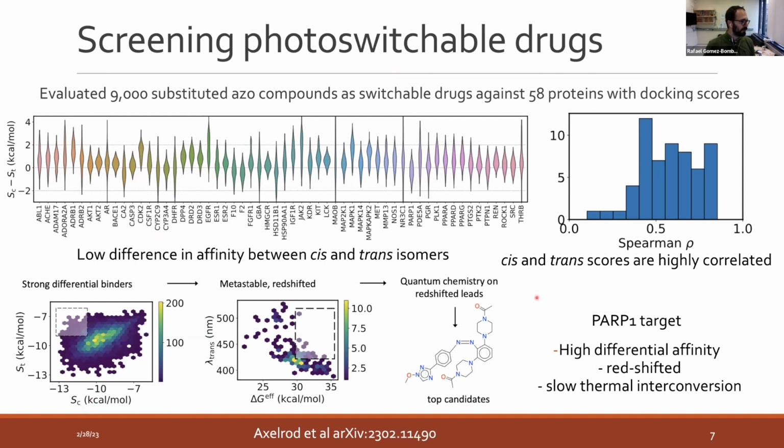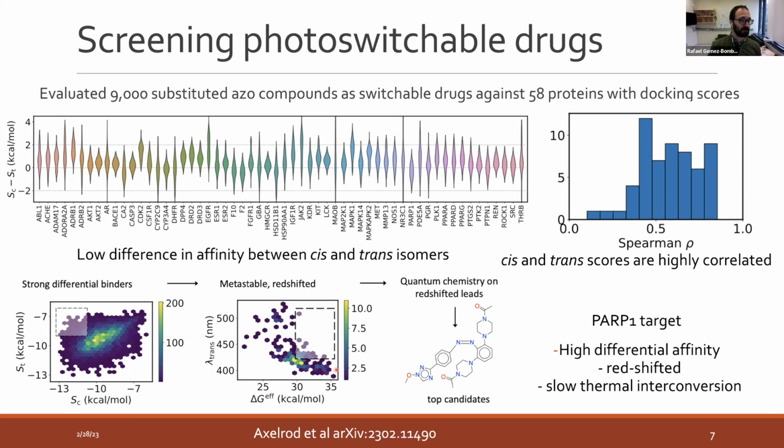We picked this protein, part one. And then we try to explore, okay, well, what are molecules that exhibit the highest degree of difference between cis and trans? And then can we make them near infrared? Can we make them redshifted? And can we make them stick around for long after they've been activated? So essentially you irradiate once and they stay activated for a full day or a couple of days.